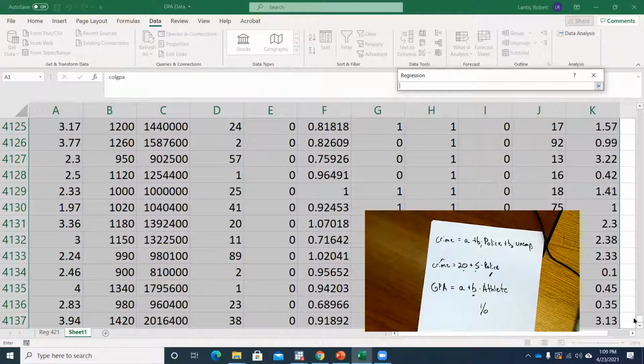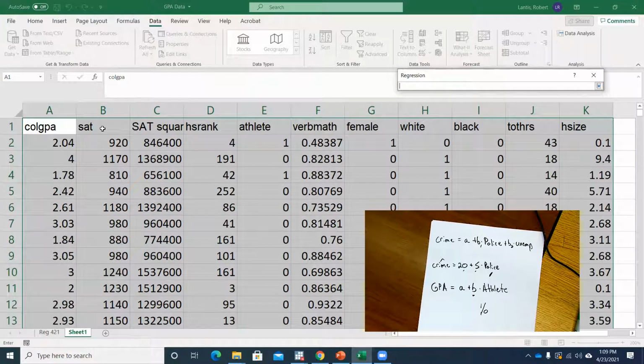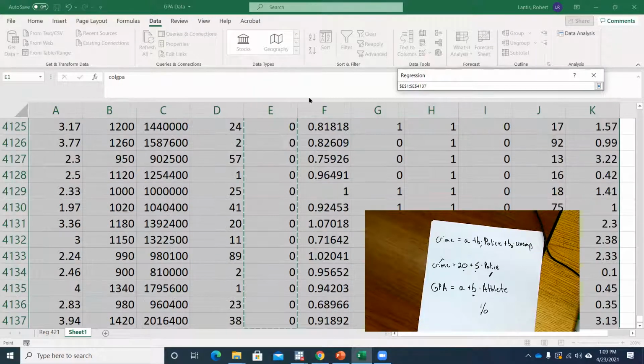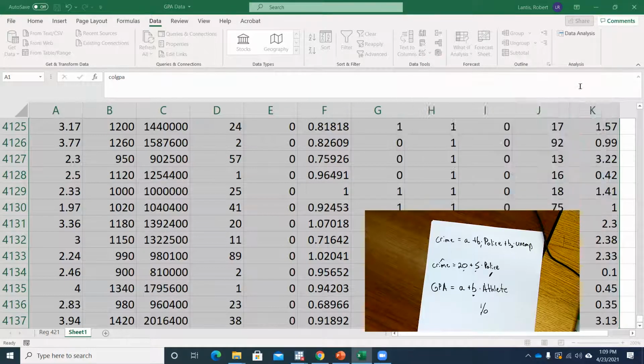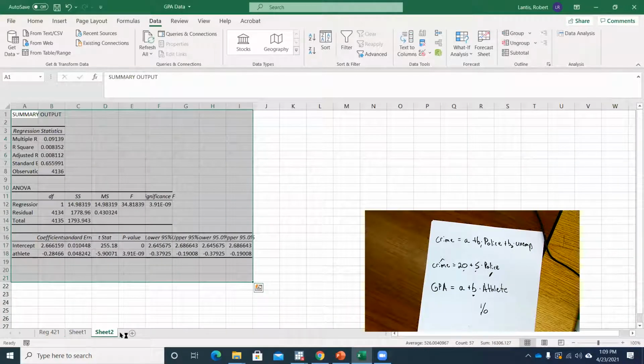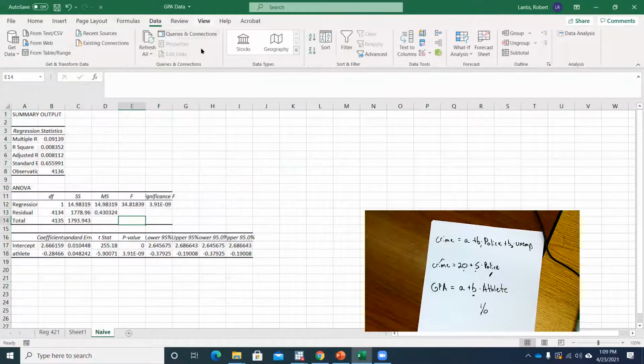My X variable, I'm going to actually look at whether or not they're a student athlete, okay? So I'm going to hit OK, or I selected my labels, hit OK. We're going to call this, rename it as naive. This is a naive, because this is a naive regression.